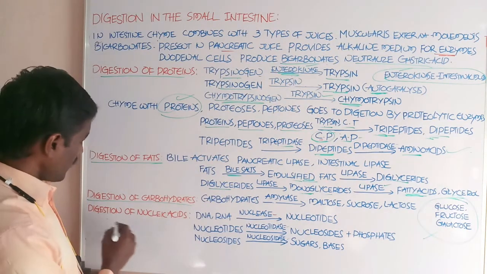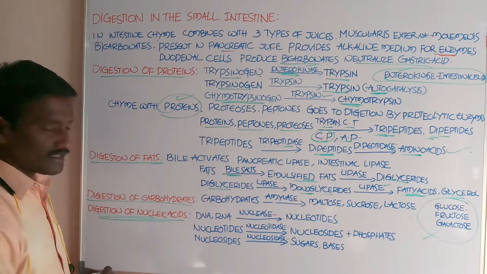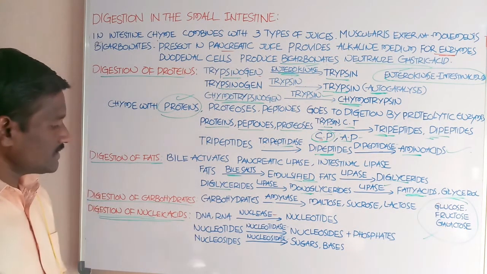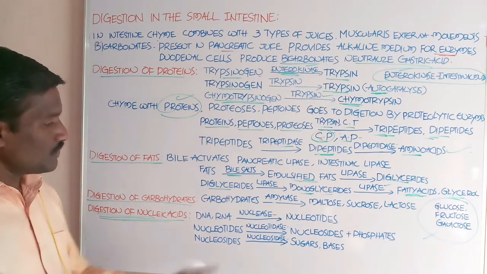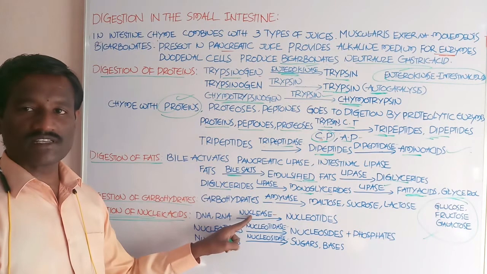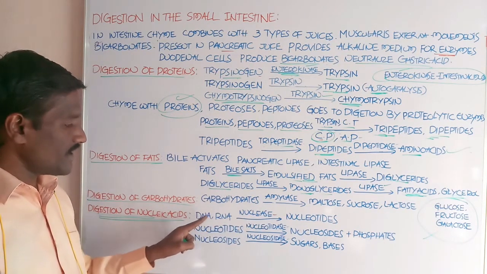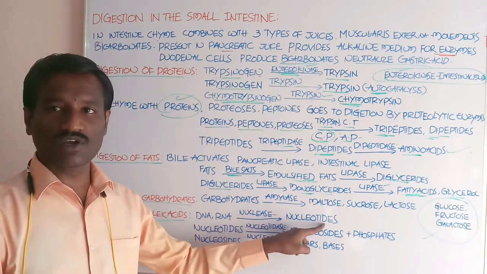Next, what about the digestion of the nucleic acids? Nucleic acids are also present in the food. These nucleic acids are DNA and RNA. Nuclease enzyme present in the pancreatic juice acts on the DNA and RNA. Nucleic acid converts into nucleotides.